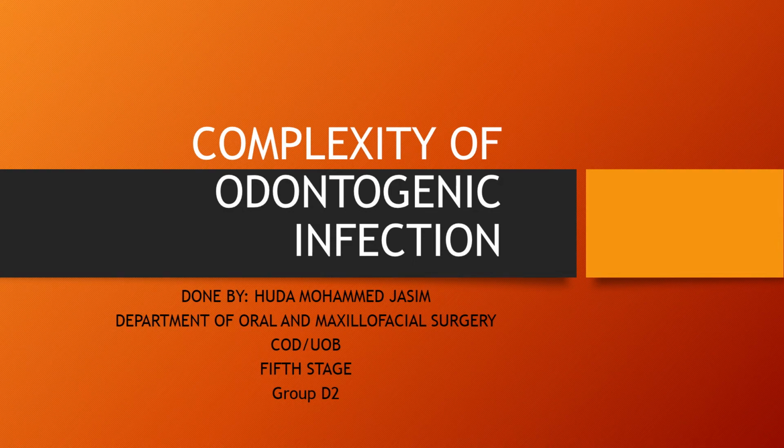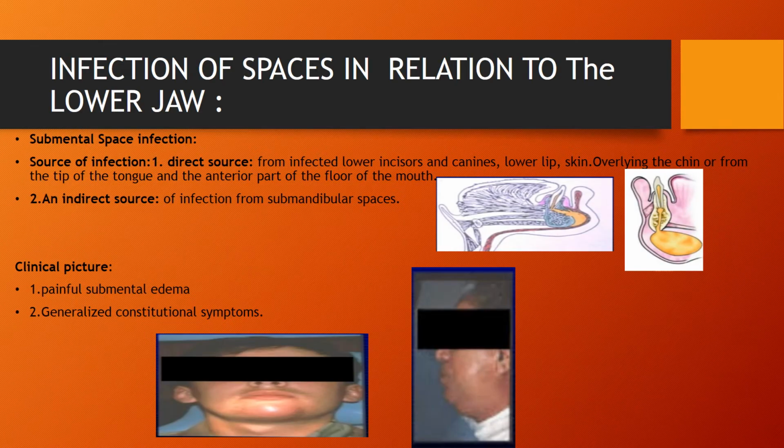Complexity of odontogenic infection. Infection of spaces in relation to the lower jaw. We begin with the perimandibular spaces, which involve submental, sublingual, and submandibular space.